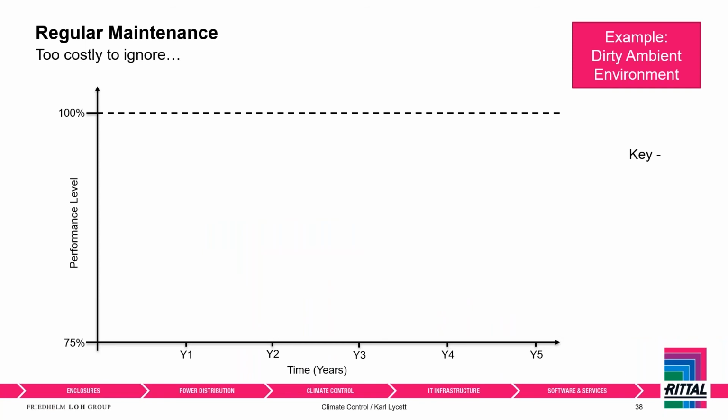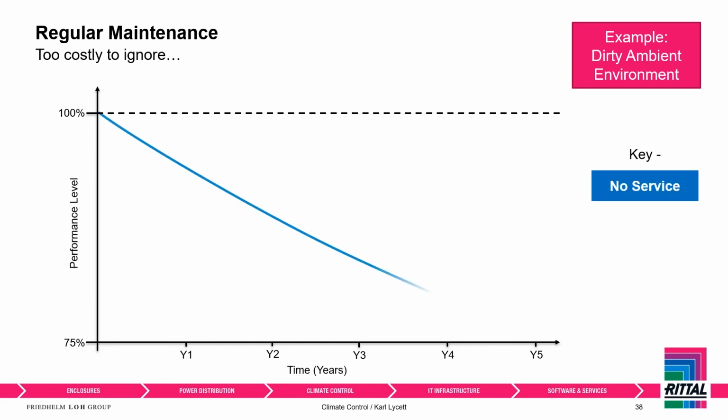Here's an example. Take a dirty ambient environment. We've got years across the bottom, and performance level up the side. With no servicing, this is the sort of experience you're going to see. It's going to take quite a nice nosedive, and the performance level of your equipment will continue year on year to go down.